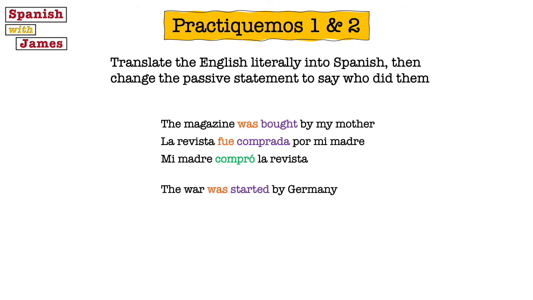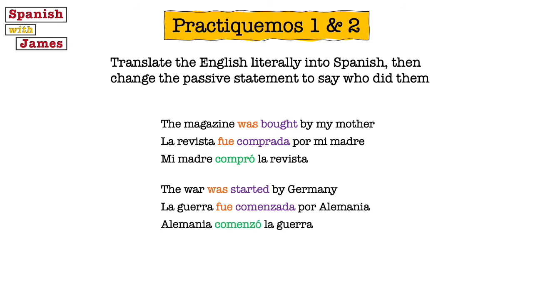Here's another one for you to pause the video and work into options 1 and 2. So this one becomes la guerra fue comenzada por Alemania. You could also say iniciada. Alemania comenzó la guerra. Or you could say Alemania inició la guerra.